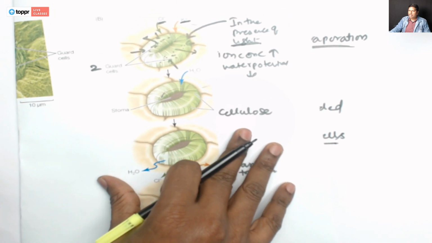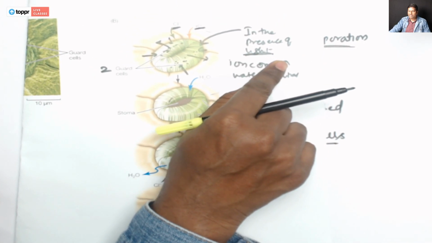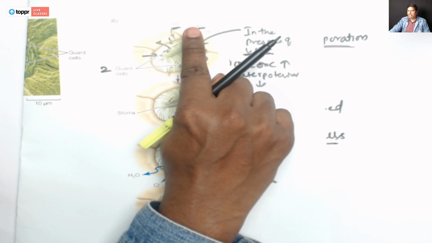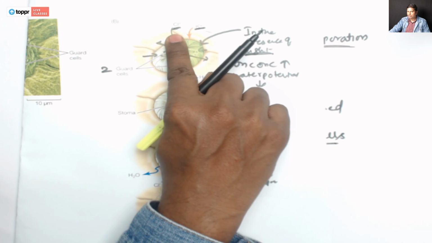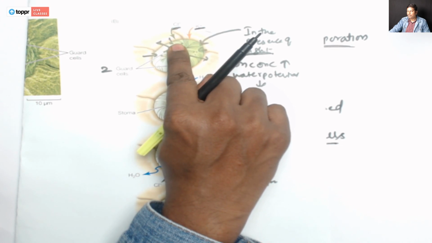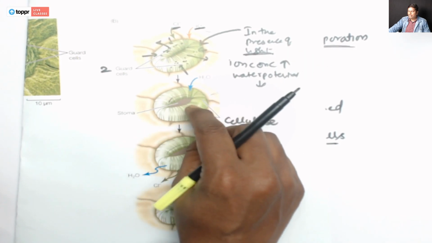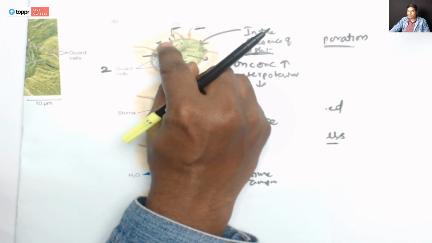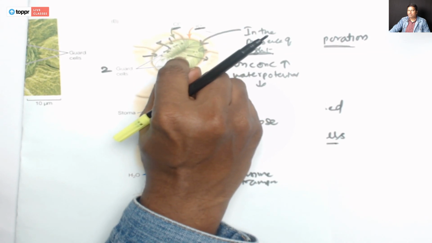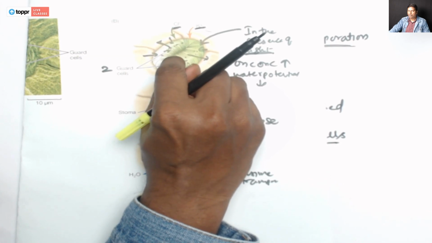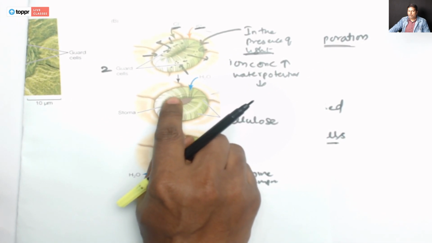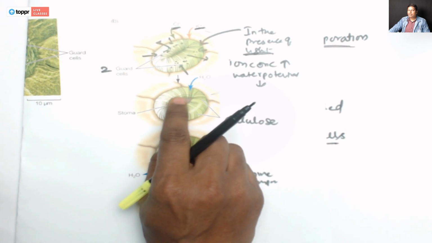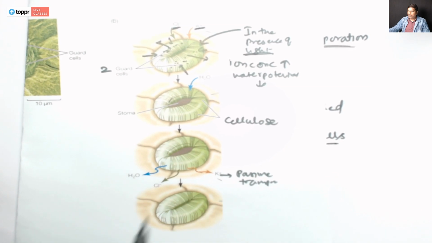In the presence of light, the protons are actively pumped out by the guard cells, and in exchange they take up potassium and chloride ions. When the potassium and chloride ions get in, the inner ion concentration of the guard cells will increase, because of which the water potential will go down and the water will start to come in. When the water comes in, the guard cells bulge up, and this opens the stomatal aperture, the gap between them.